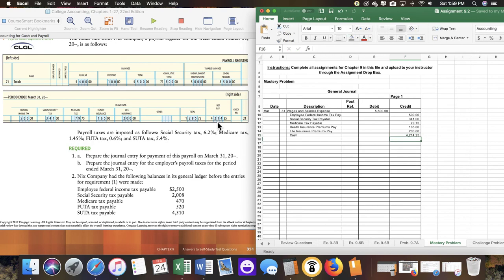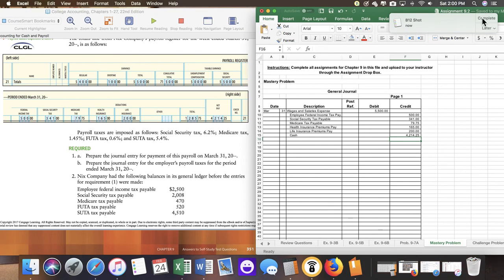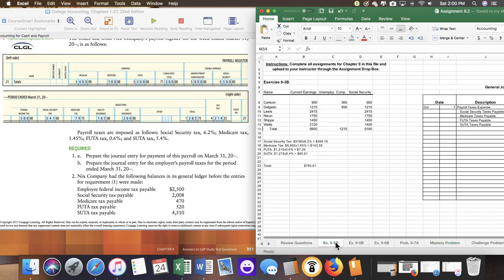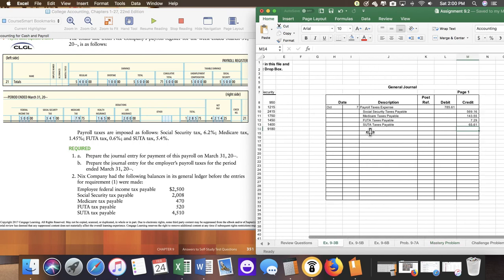So that's only part of the problem. The next is to prepare the journal entry. So that is exactly like what we did in 9.3, where we calculate the taxes for the amount that we're given. Sorry, I thought I had everything muted. So you're going to calculate the taxes like we did in 9.3 and use the journal entry that we did in 9.3. So this is going to be the same journal entry for the rest of part 1.